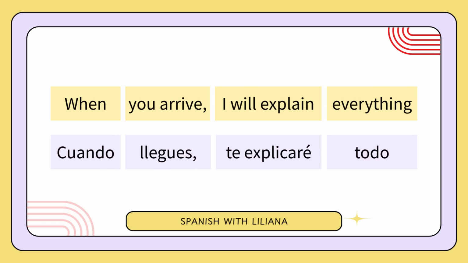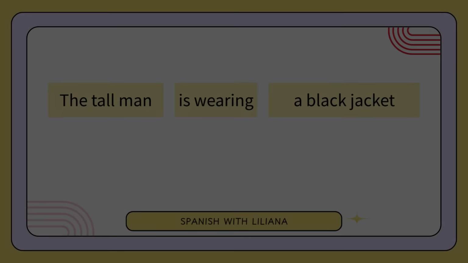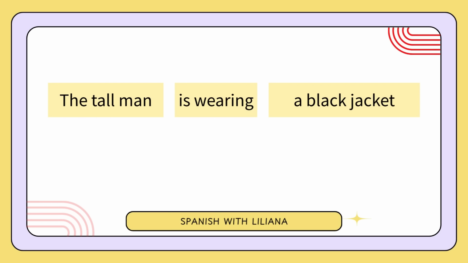Everything is todo. So in Spanish we have cuando llegues, te explicaré todo. We can add the pronouns. Cuando tú llegues, yo te explicaré todo. But the pronouns are optional, especially in this sentence since we know the verbs are being conjugated to the singular you person.